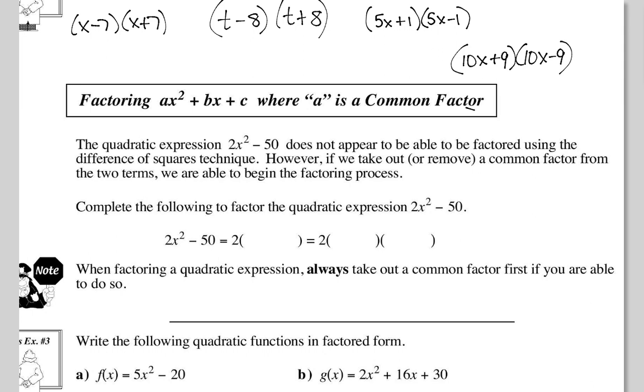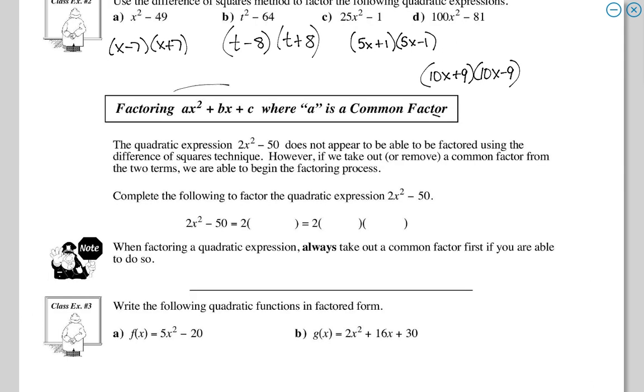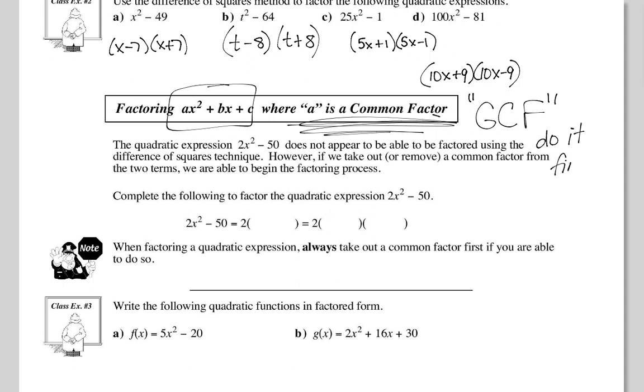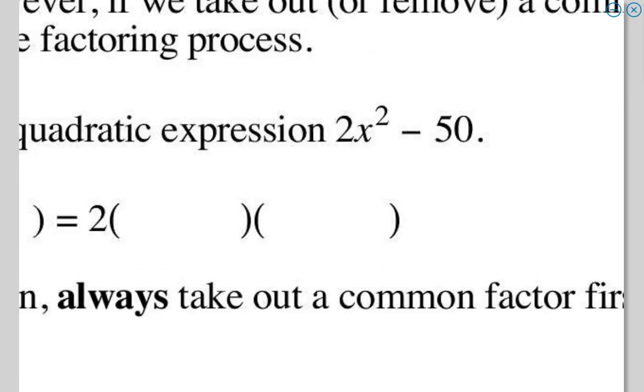Okay, what happens if your expression in general form has a common factor? Well, in good factoring processes, you always want to take out the GCF first. Do that first anyway. So, okay, just do it. So for example, this one here with the 2x squared and the minus 50, what do they have in common?